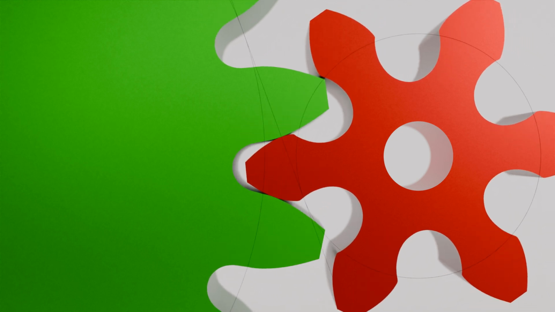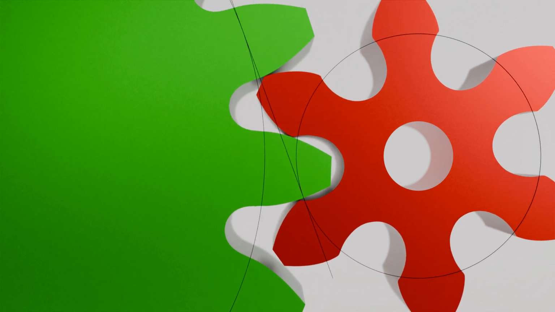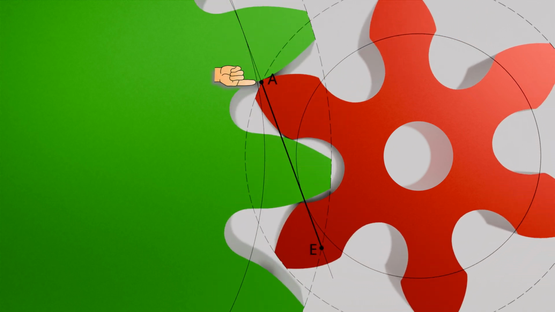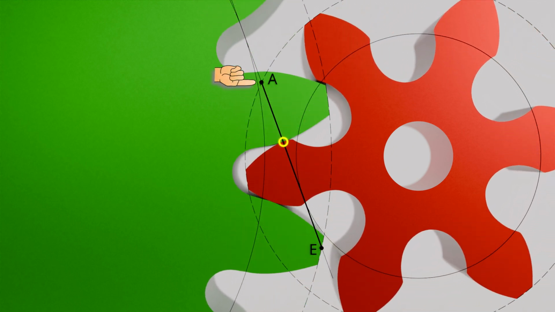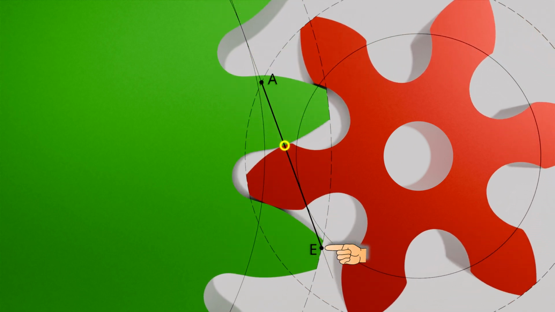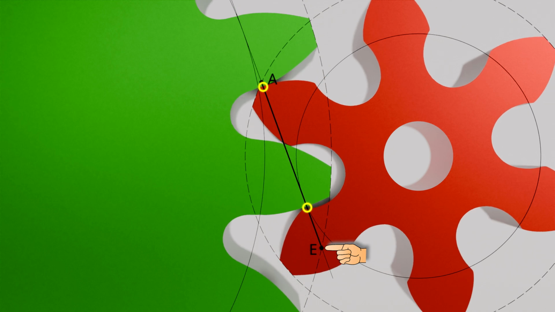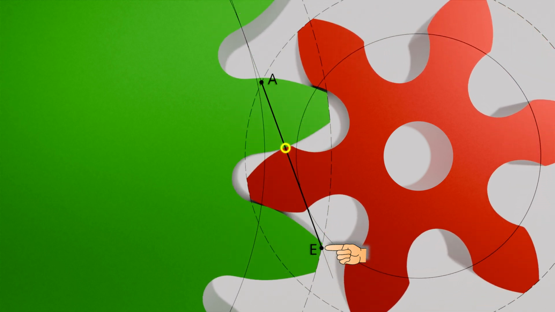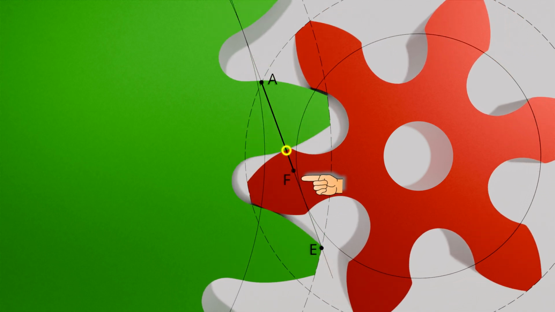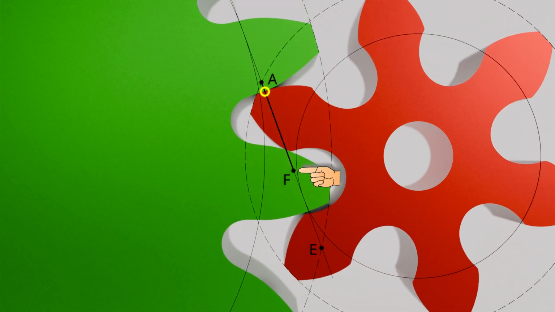It was shown that the line of action is defined by the tangent to the base circles of the gears. The meshing starts at the intersection A between the line of action and the tip circle of the red-driven gear and ends at the intersection E between the line of action and the tip circle of the green-driving gear. In the case of an undercut gear, however, the meshing ends much earlier. In this case, the line of contact is shortened by almost half and ends at point F.